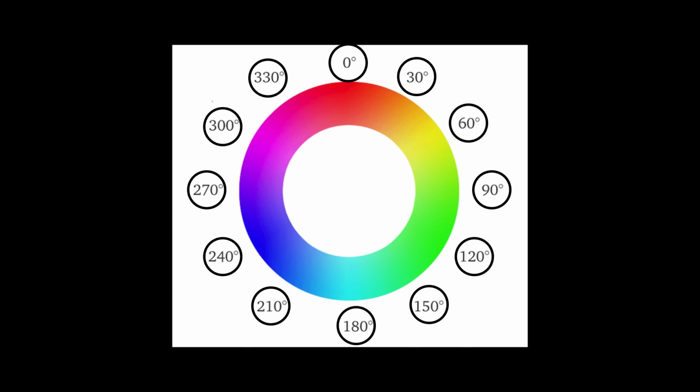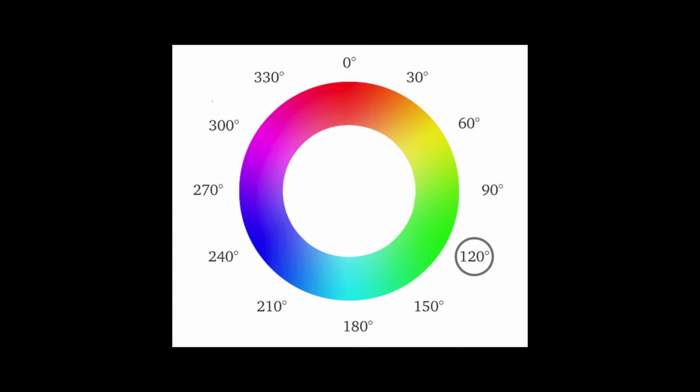So red is at 0 degrees, green is at 120 degrees, and blue is at 240 degrees. And the complementary colors to these colors are found directly opposite each other on the color wheel. So for example, red and cyan, green and magenta, and blue and yellow.